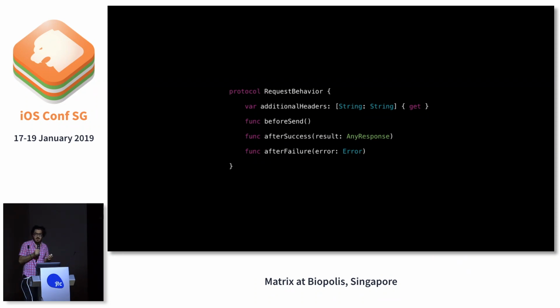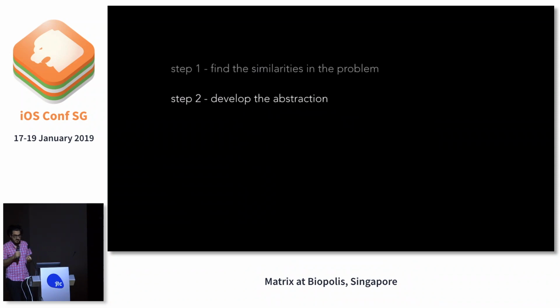I want to add one more thing here, which is kind of a nice thing to have, which is that you can make this after success method throw, and this actually allows any request behavior to sort of halt the process and say, you know what, actually that data might look right to you, but I know more than you, and that data doesn't look right to me. So you can actually add extra validation this way, and that can be really nice. And so that is sort of the process of developing the abstraction that we want to work with.